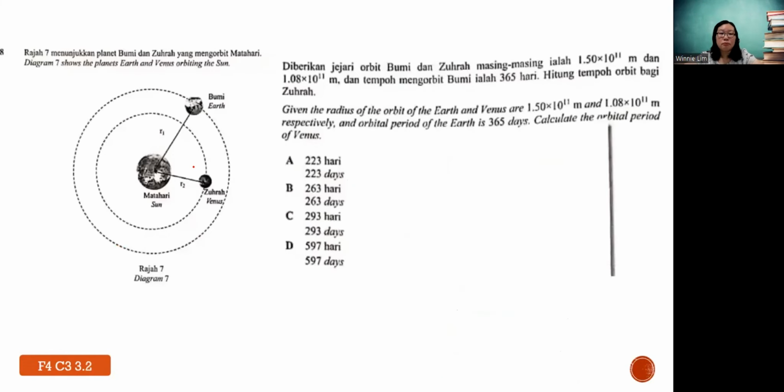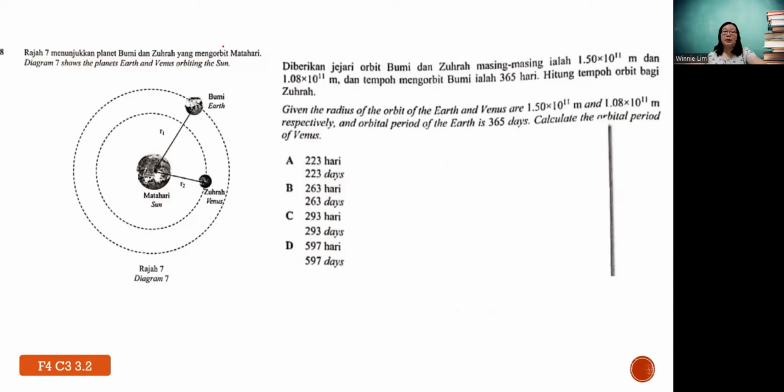Number 8, diagram 7 shows the planets Earth and Venus orbiting the Sun. Given the radius of orbit of Earth and Venus are 1.5 times 10 power 11 and 1.08 times 10 power 11 respectively, and the orbital period of the Earth is 365 days. Calculate the orbital period of Venus.